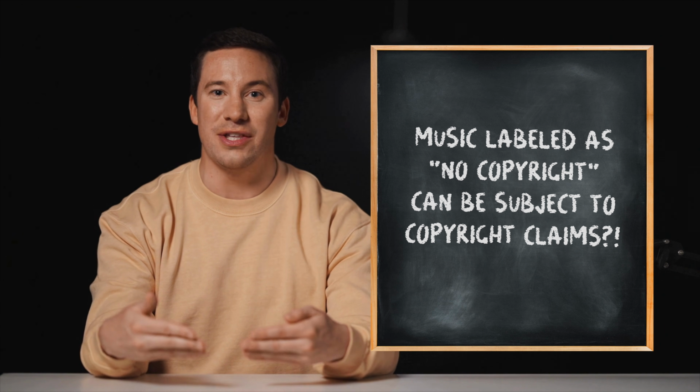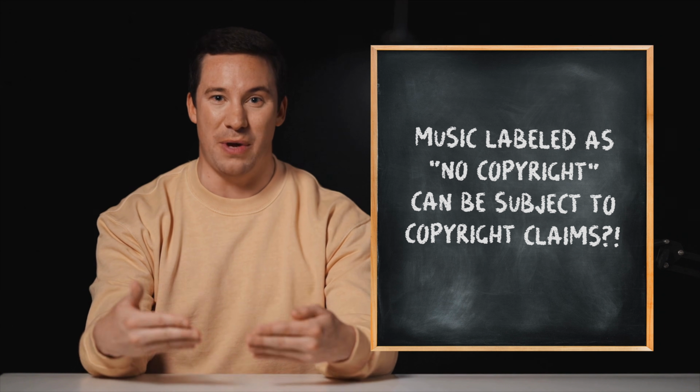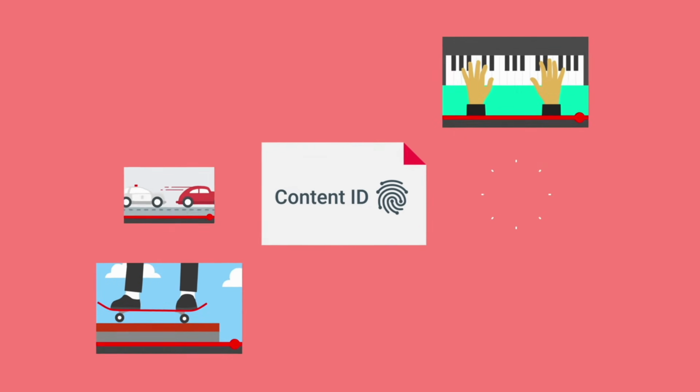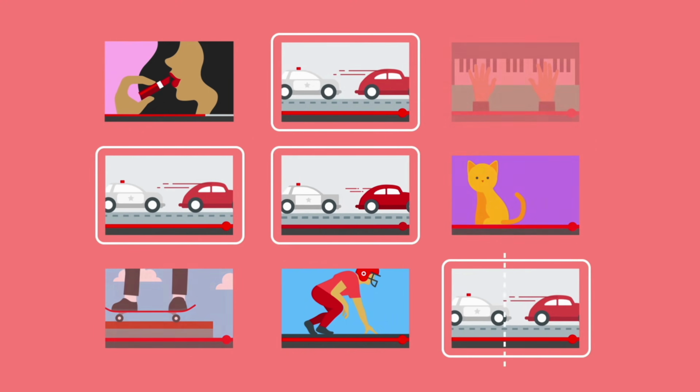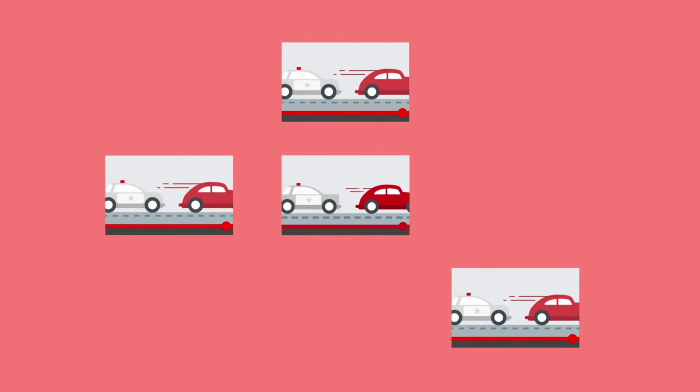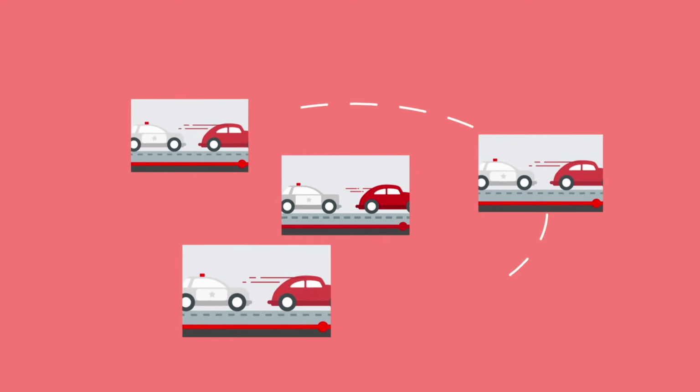Occasionally, even music labeled as no copyright can be subject to copyright claims. This might be because of a mistake, but it can also be because someone illegally stole the no copyright music and uploaded it to YouTube's Content ID database in order to try and steal the monetization revenue from your video and all of the other YouTube videos in which the original no copyright music has been used.